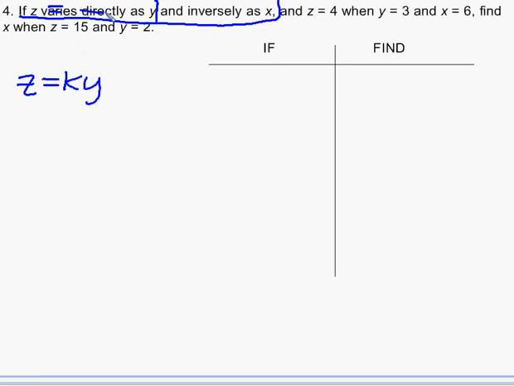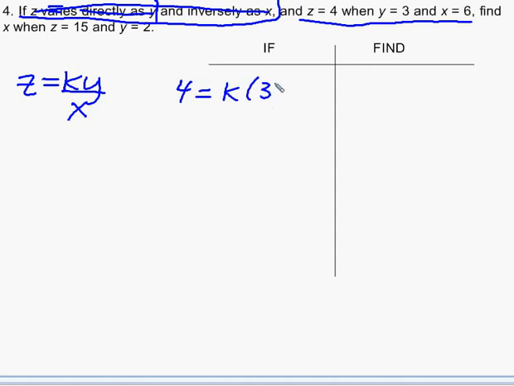So now this is done. For combination, you have to build it on top of your original one that you've started. So now z varies inversely as x. So we're going to throw the x on the bottom. So we have all of our equations set up through this information. Now if z equals 4 when y equals 3 and x equals 6. So we're going to have 4 is going to equal, we don't know k, y is 3, x is 6.